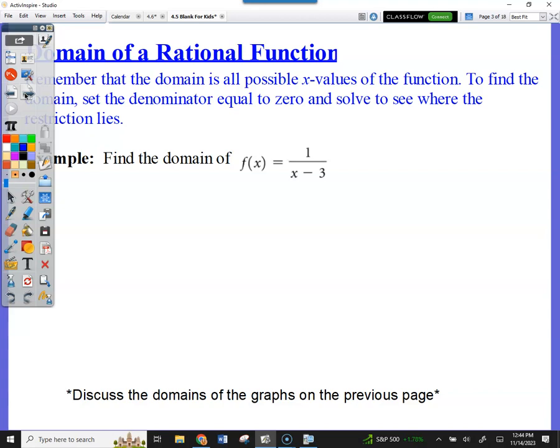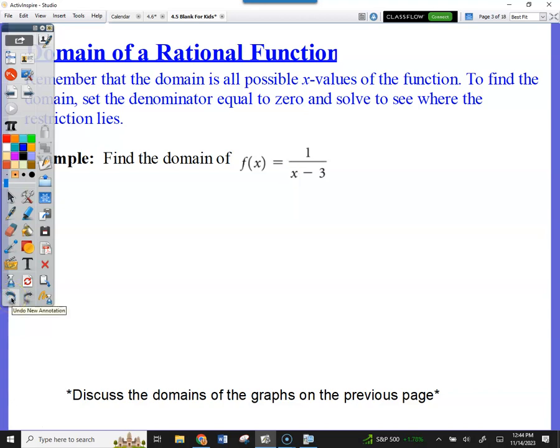Remember, domain is the set of possible x values that the graph will cover, and in this case, there is one particular value it cannot cover because we would have a problem with it. And what is it? We cannot have a 0 in the bottom, so what would make this particular function 0 on the bottom? If this was a 3, you would have 1 over 0, and that is bad. That is a no-go, right?